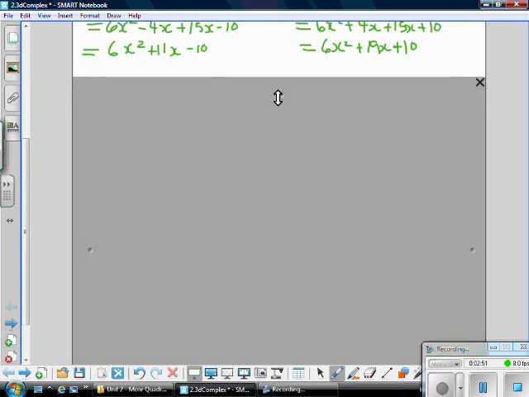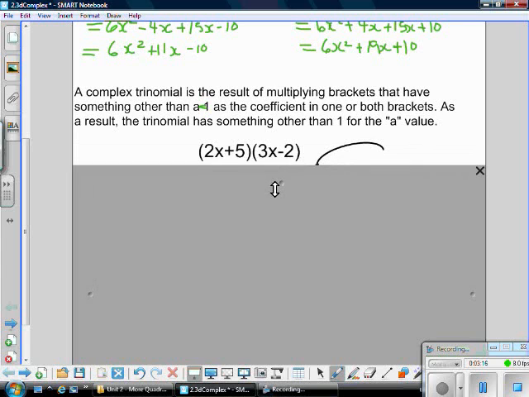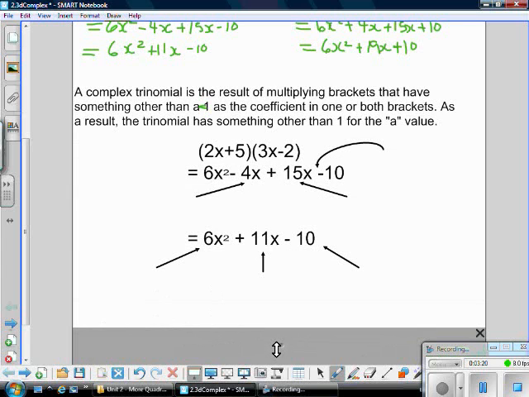So let's take a look at some information, and then I'll show you what I do when I'm actually doing this. A complex trinomial is the result of multiplying brackets that have something other than a equals 1 as the coefficient in one or both brackets. As a result, the trinomial has something other than 1 for the a value. That's what they mean by complex trinomial. So we looked at this on both of these.